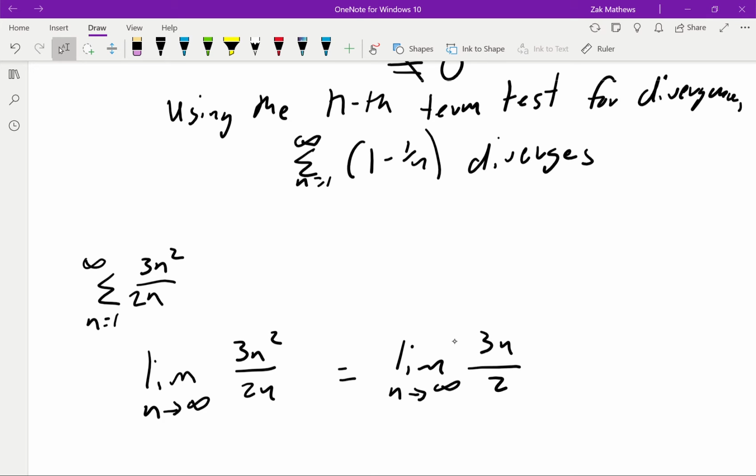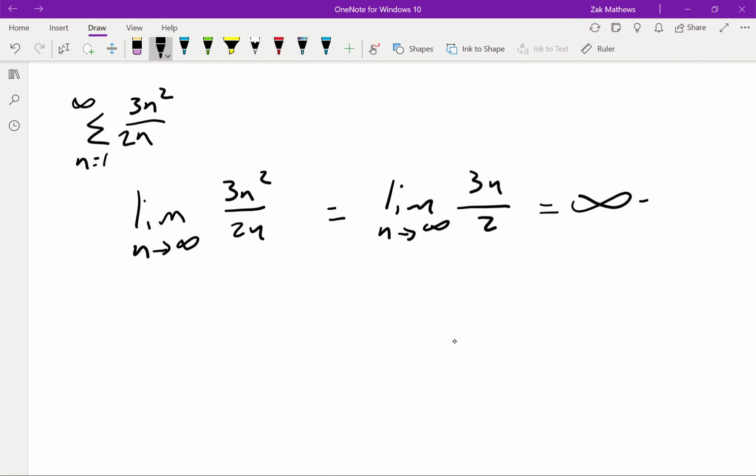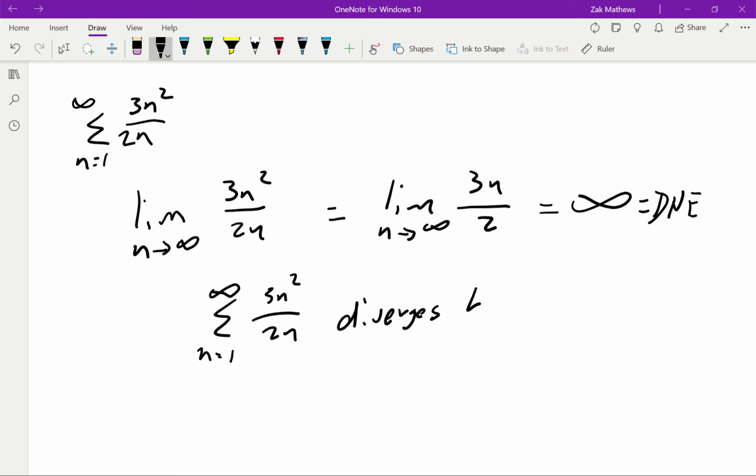3n over 2, and very clearly we see that that is going to infinity, which means the limit really does not exist. Infinity is just another way of saying that the limit doesn't exist. And so the summation n equals 1 to infinity of 3n squared over 2n diverges by the nth term test for divergence.